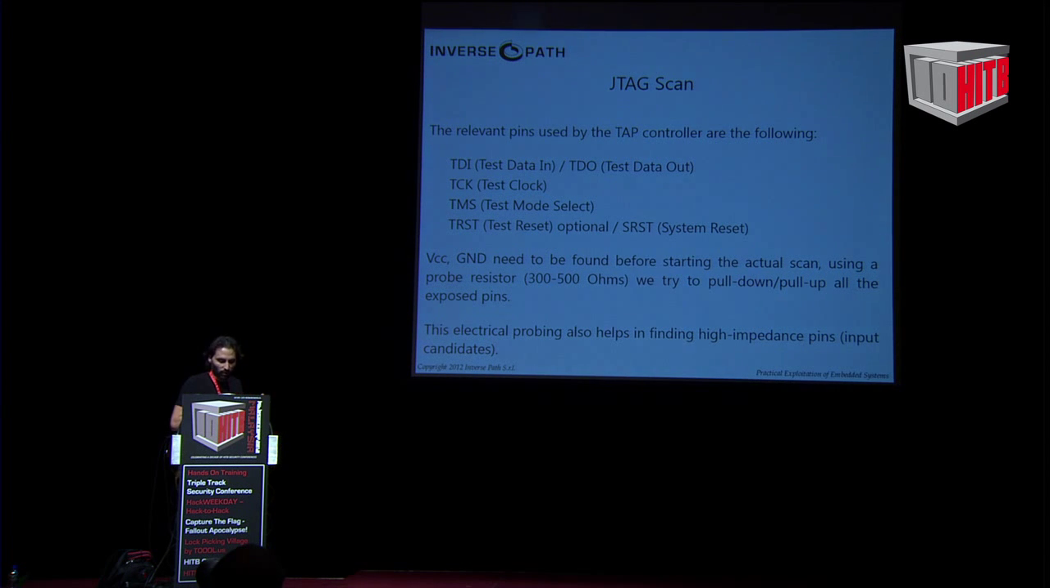And what we do is basically we try to pull down every single pin in the JTAG port. And when we find some pin that cannot be easily pulled down with the 500 ohm resistor, it means that it will be a good VCC candidate. So at this time we have VCC and we have ground. You can start to actually perform a scan against all the pins in the JTAG port in order to find this set of pins.